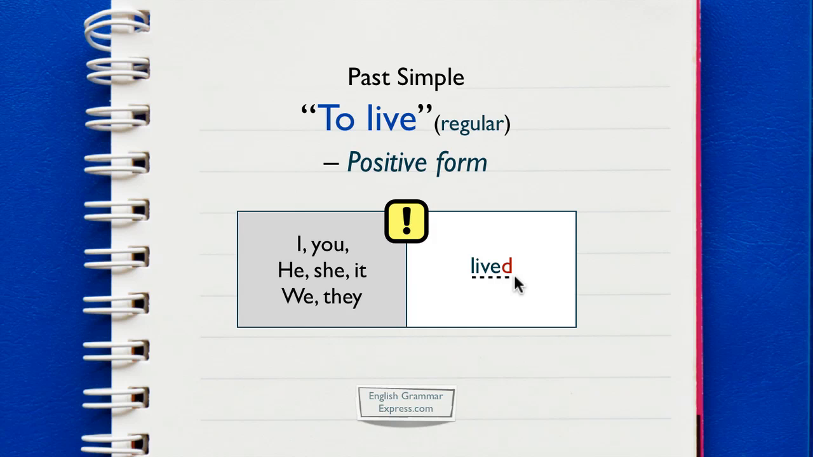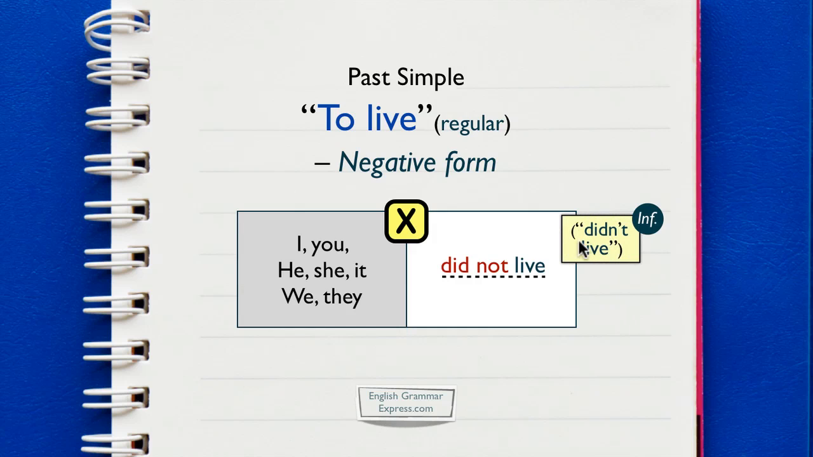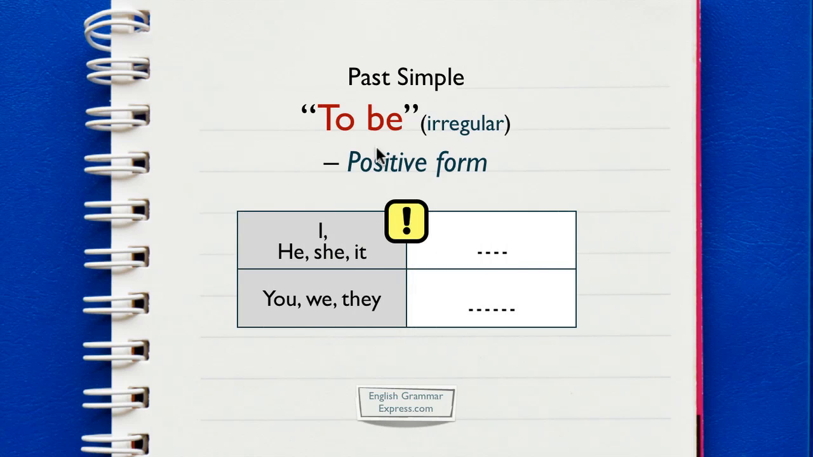Don't forget the D. In the question form, we have something, I, you, he, she, it, we, they, and that is did I live? No D. Remember that. Not did I lived, did I live? And the negative form, I, you, he, she, it, we, they did not live. If we want to use the informal, we would say didn't live. So that's to live. Let's now look at to be.